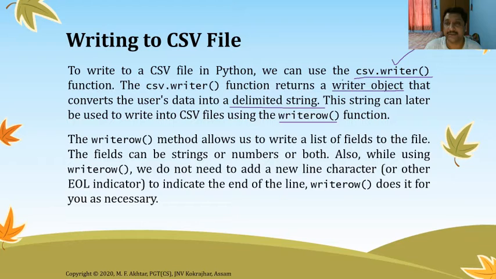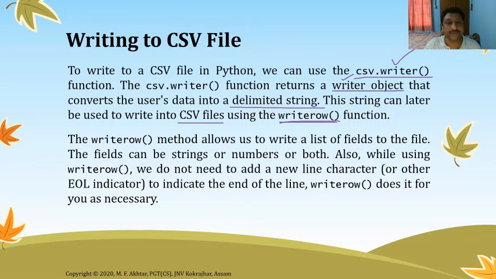Okay, using writer we have to obtain a writer object, and then using the writerow function we have to write each and every row in the CSV file, and it will automatically convert the data into comma separated values. The writerow method allows us to write a list of fields to the file. The fields can be strings or numbers or both.